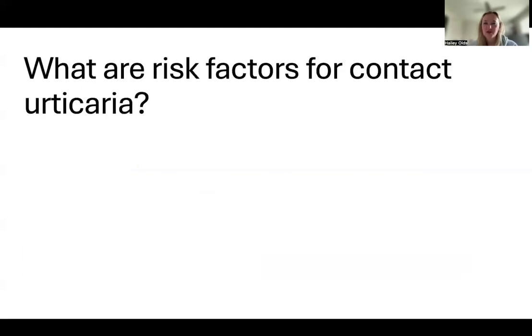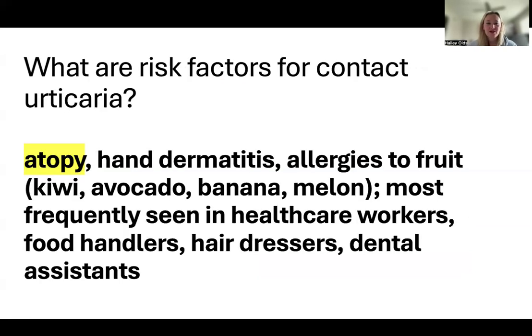What are risk factors for contact urticaria? So, atopic derm, hand dermatitis, allergies to fruits, which we'll talk about in a little bit. And this is most commonly seen in people that are in high risk occupations. So, healthcare, food handlers, hairdressers, dental assistants.